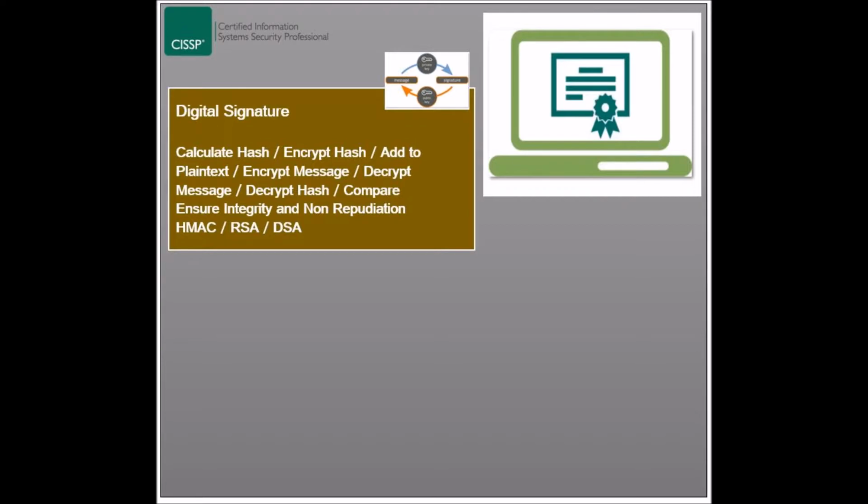Algorithms that should be noted in relation to digital signatures include the hashed message authentication code, the digital signature algorithm, the Rivest-Shamir-Adleman, and the elliptic curve algorithm.